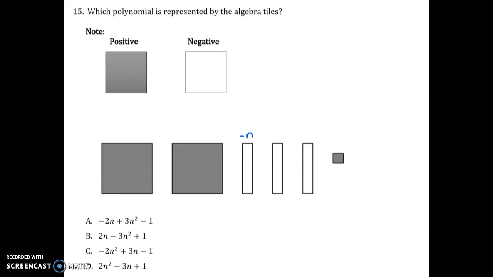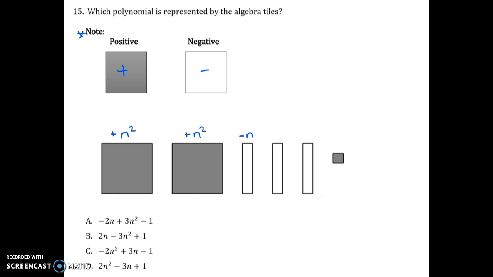In this question, we have to determine the polynomial represented by the algebra tiles. So first off, note that we do have a legend here. Our positive tiles are shaded and our negative tiles are not. So what we've got going here is, first off, a positive n squared tile. We've got another positive n squared tile here.